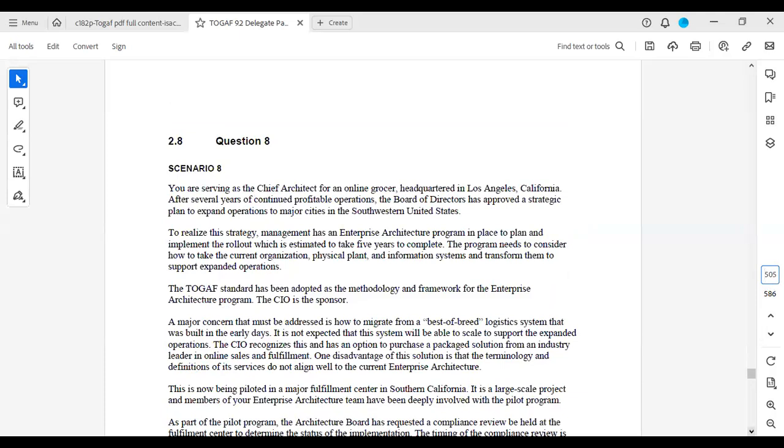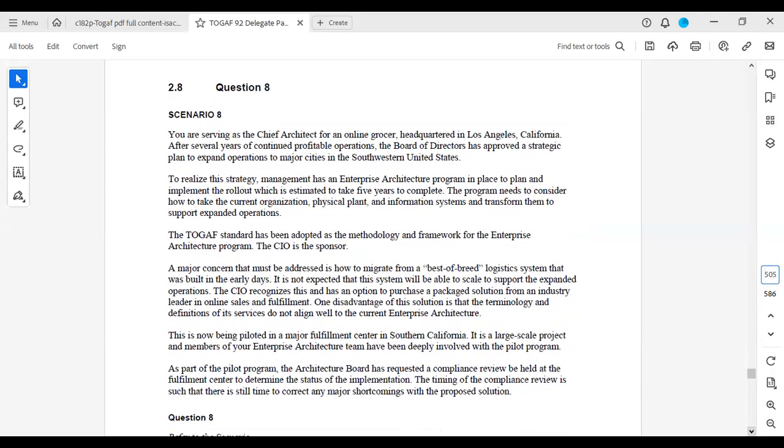Here we go. Page number 505, I believe so. Question number 8. One second.